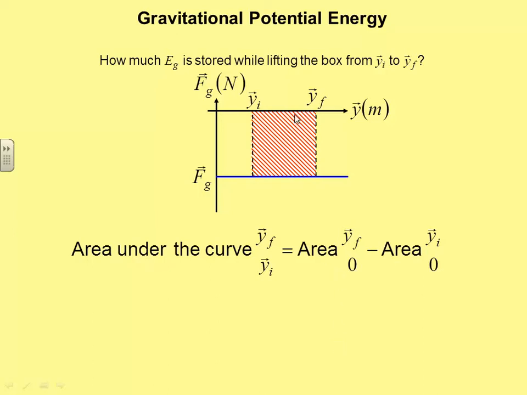Now, we don't even have to do the math. We've already done the area of a rectangle on this graph, right? It's mgy. So the area from 0 to yf would simply be mgyf. The area from 0 to yi would be mgyi. And this is final minus initial gravitational potential energy. Of course, because change in means final minus initial. A positive change means you're gaining gravitational potential energy. A negative change means you're losing gravitational potential energy.